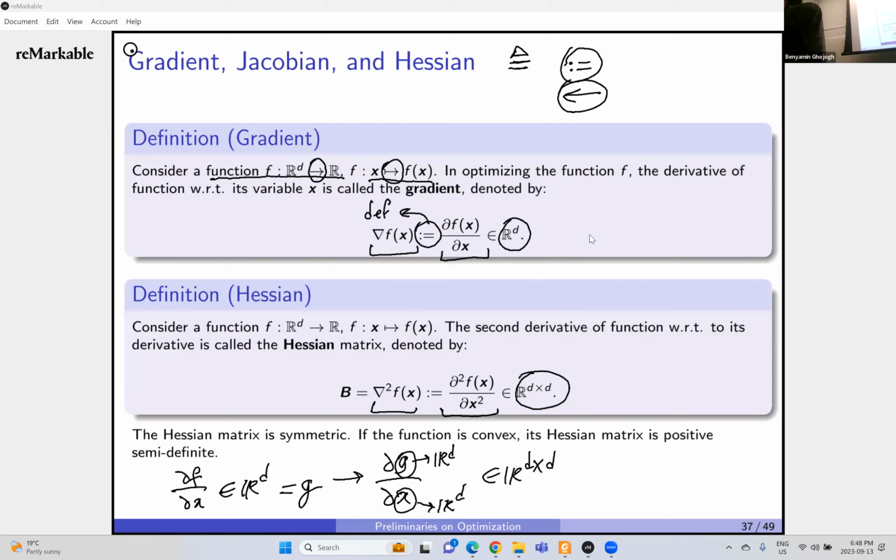And the Hessian matrix is symmetric. If the function is convex, then the Hessian matrix is positive semi-definite. Why? Because when it is convex, it's facing up. And I told you that the second order derivative, when it is a scalar, should be positive for the function to face up and negative for the function to face down.